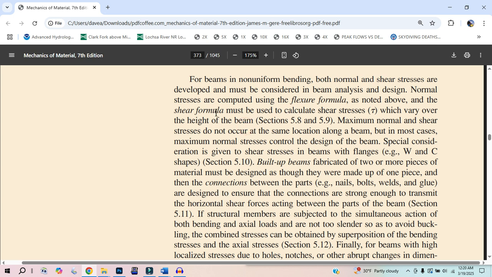All right, so the shear formula must be used to calculate shear stresses. With a beam, if that PSI gets reached anywhere in that beam, you're going to have rip. You're going to have tear. You're going to have failure. You're going to have loss of lives, loss of jobs.